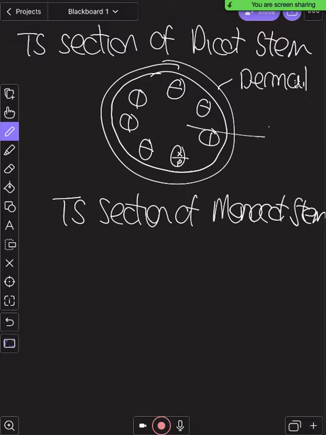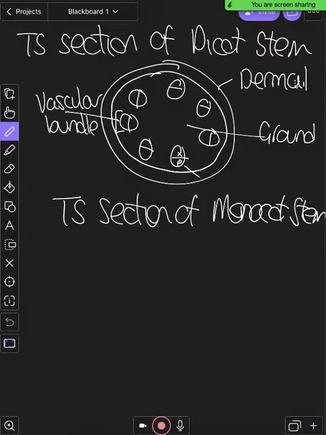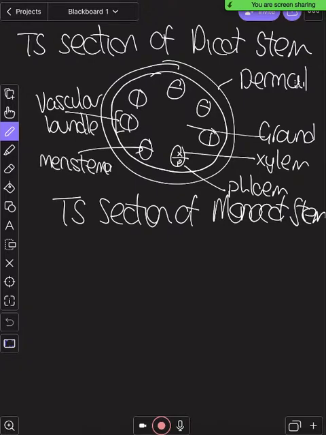we have our ground. This whole little thing is your vascular bundle. And this is phloem and this is xylem. And just for completeness, the line between both is your meristematic tissue. And mitosis happens at meristems.